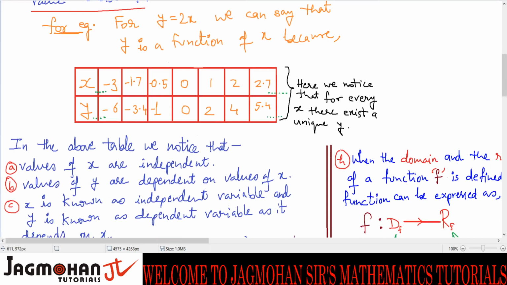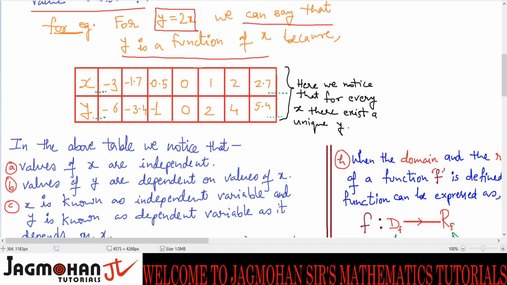So here I have taken one very simple example which will make you understand, if anything so far discussed you have not understood. For y equals 2x, we can say that y is a function of x. For this expression y equals 2x, I can very easily make such a statement that y is a function of x. Why so?